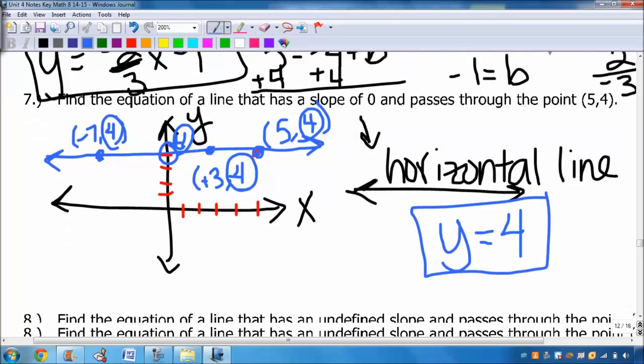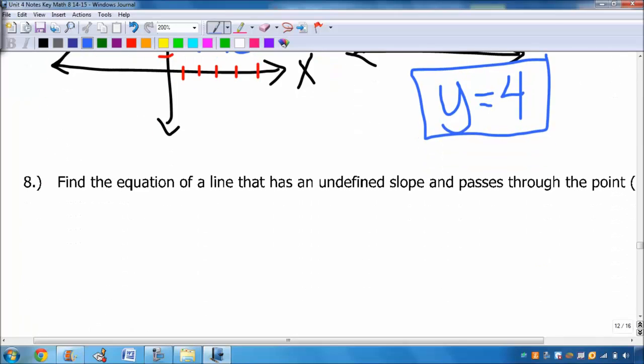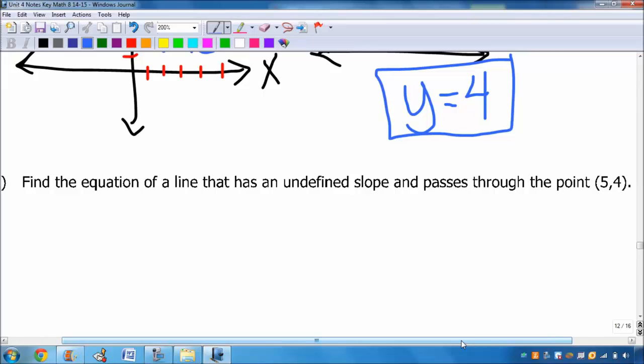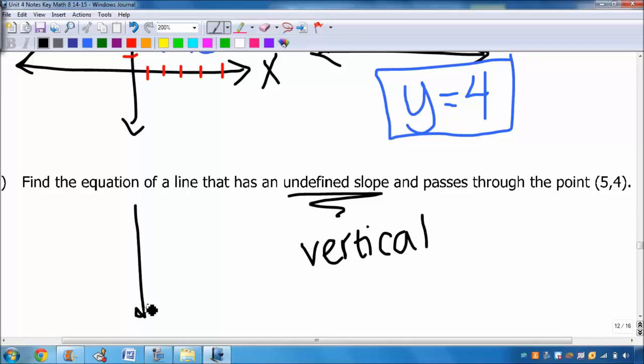Okay? So similarly, question number 8 says find the equation of a line that has an undefined slope and passes through the point 5, 4. So this time, because the slope is undefined, it's going to be a vertical line. All right? So since this is a vertical line, right here, I would go to 5, 4 again. Don't forget to label your axes, x and y.